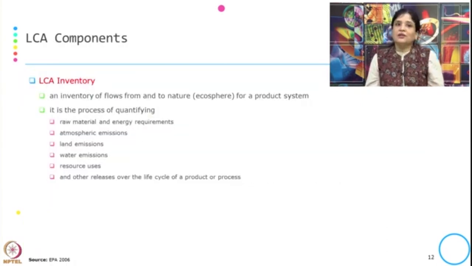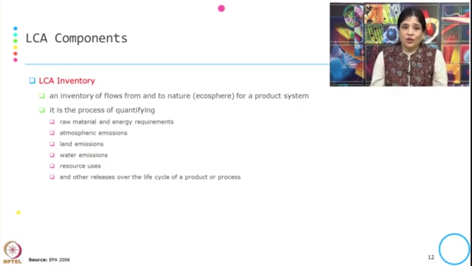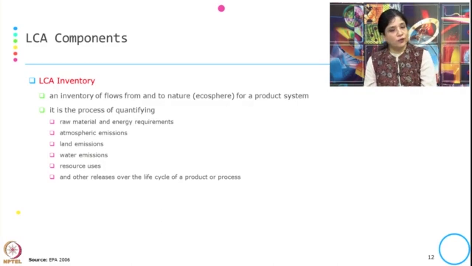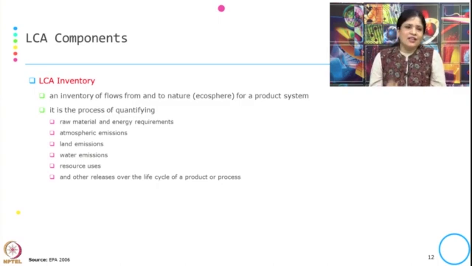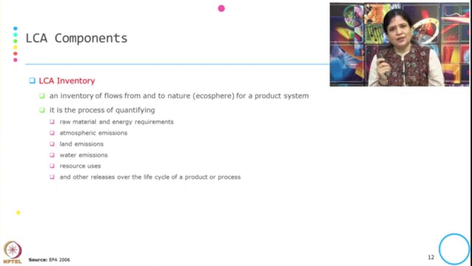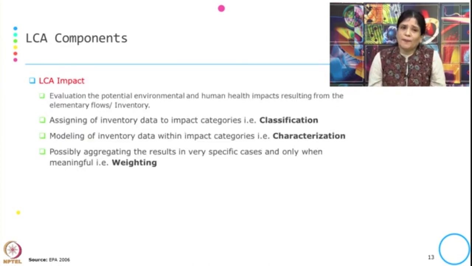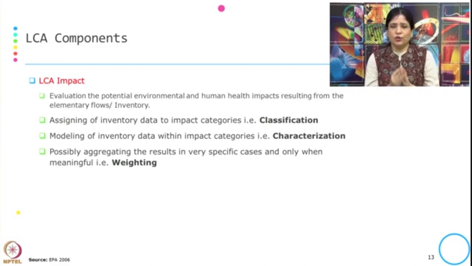Now, what is done in the LCA inventory? An inventory of flows from and to nature for the product system is compiled, and it is a process of quantifying raw material and energy requirements, atmospheric emissions, land emissions, water emissions, resource use, and all other releases and impacts created in the life cycle of the product or process. Then in the case of impact assessment, we evaluate the potential environmental and human health impact resulting from this inventory.